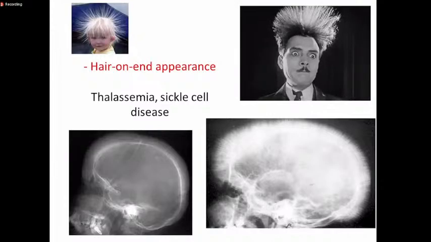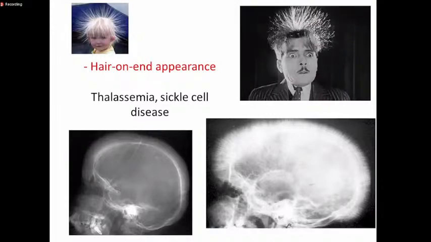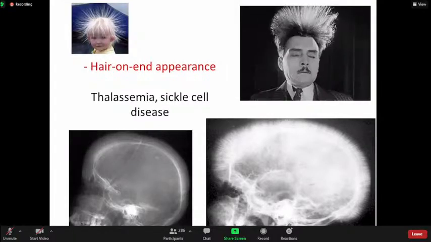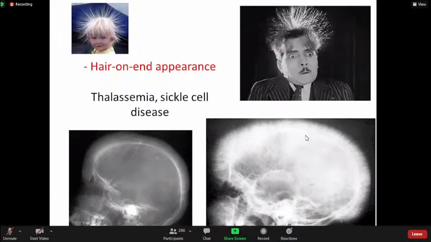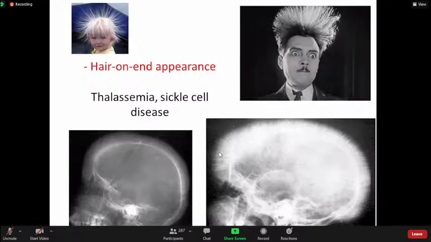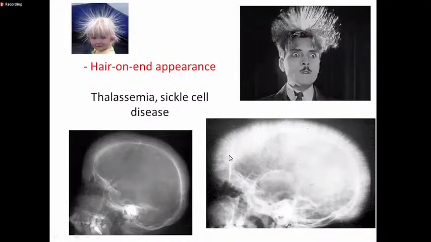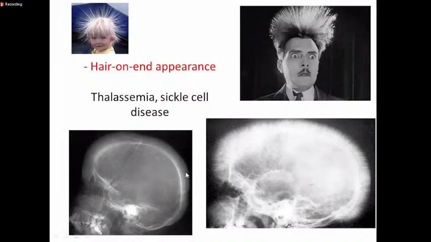Or this can also be seen. Patients with sickle cell disease, thalassemia, tend to expand their diploe, and you can be able to see this appearance. The hair-on-end appearance is what is shown here. In patients with sickle cell, there's a lot of hematopoiesis.